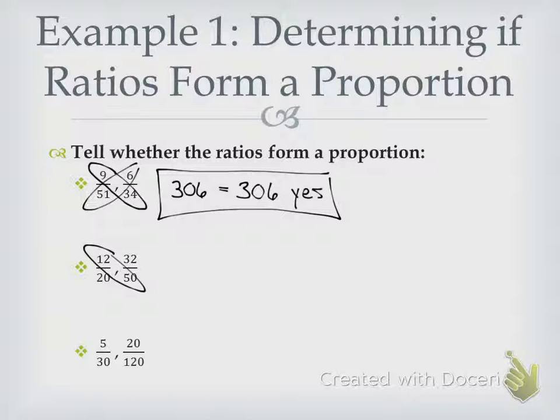12 times 50 is 600. So if 32 times 20 is 600, then it's a proportion. If it's any other number, then it's not. So what is 32 times 20? 640. Since they're different numbers, I'm going to draw a line through the equal sign. That means not equal, and I'm going to say no.